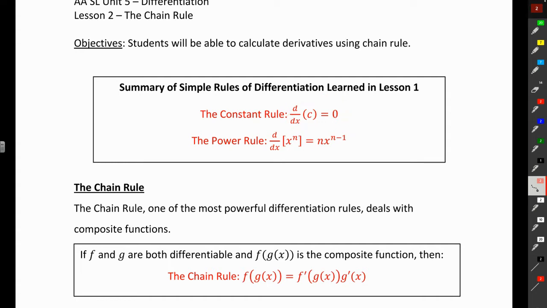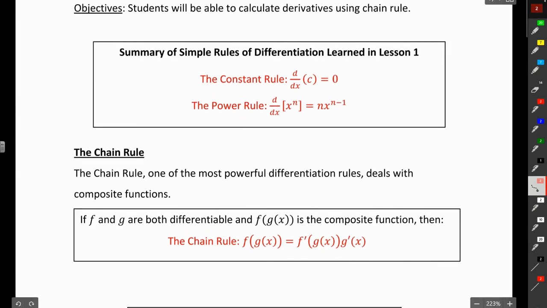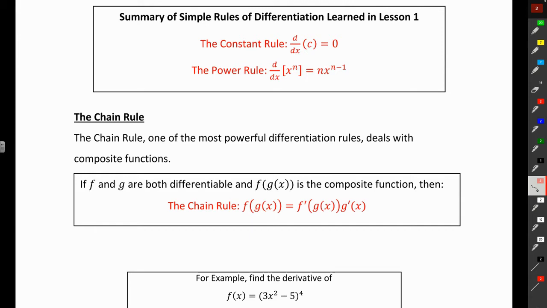And we looked at the power rule. We would take the exponent, multiply it by the coefficient of the term, and then we would subtract 1 from the exponent. So those were the first two rules we took a look at. Today we're going to be looking at the chain rule, and the chain rule can seem a little overwhelming at first, but once you get used to it, you'll understand that it's going to make your life a lot easier.